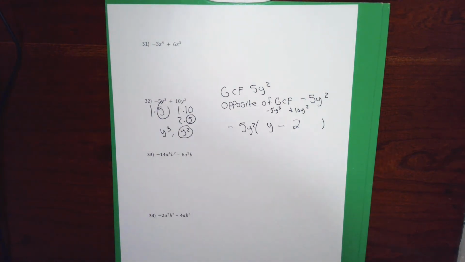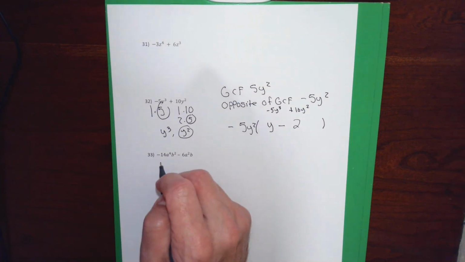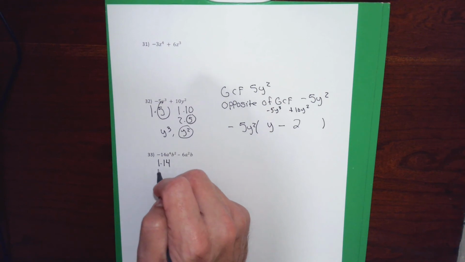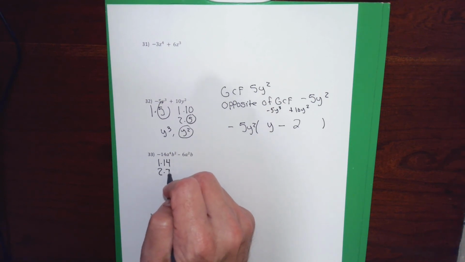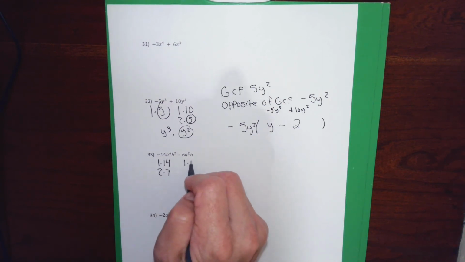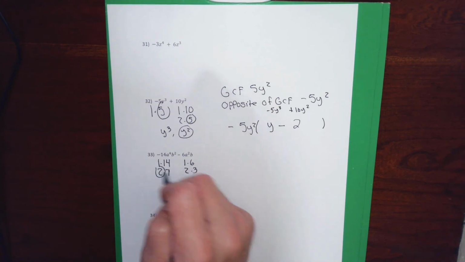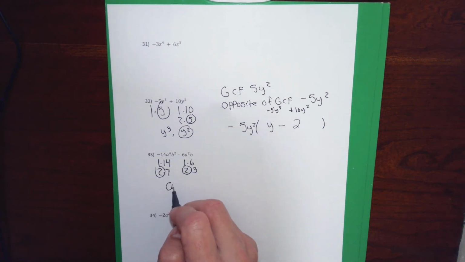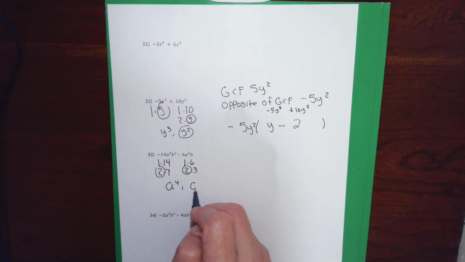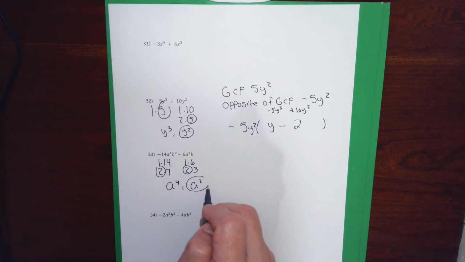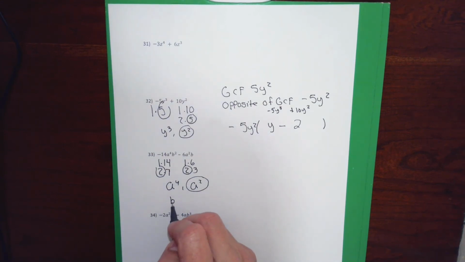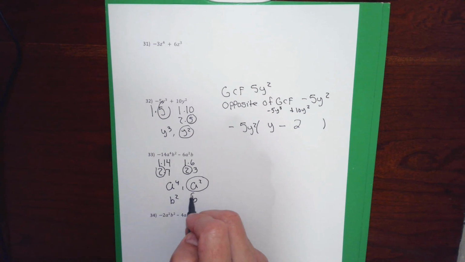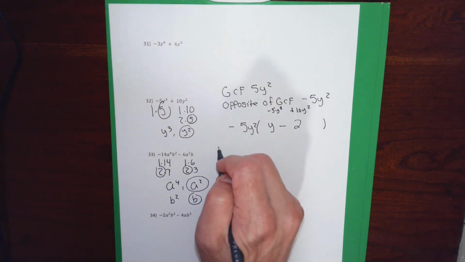Let's do 33 together. Let me get the common factor between 6 and 14. The common factor between 6 and 14 is a 2. And now I'll work on the variables. Both terms have an a. I need the smaller exponent. Both terms have a b. I need the smaller exponent.